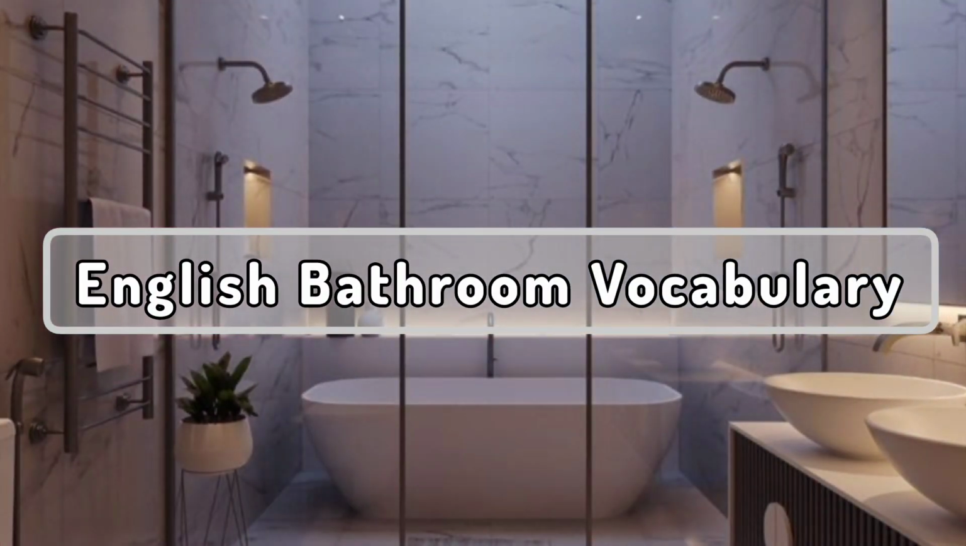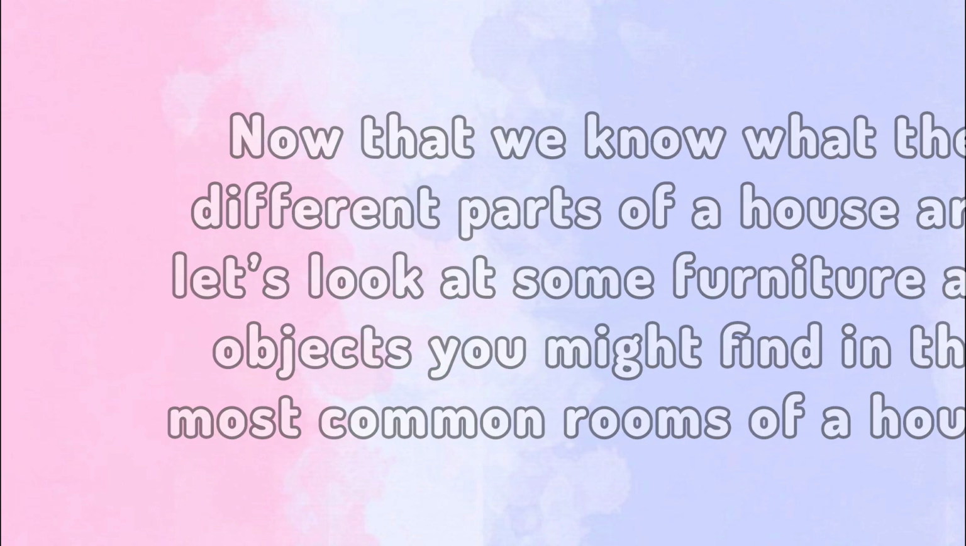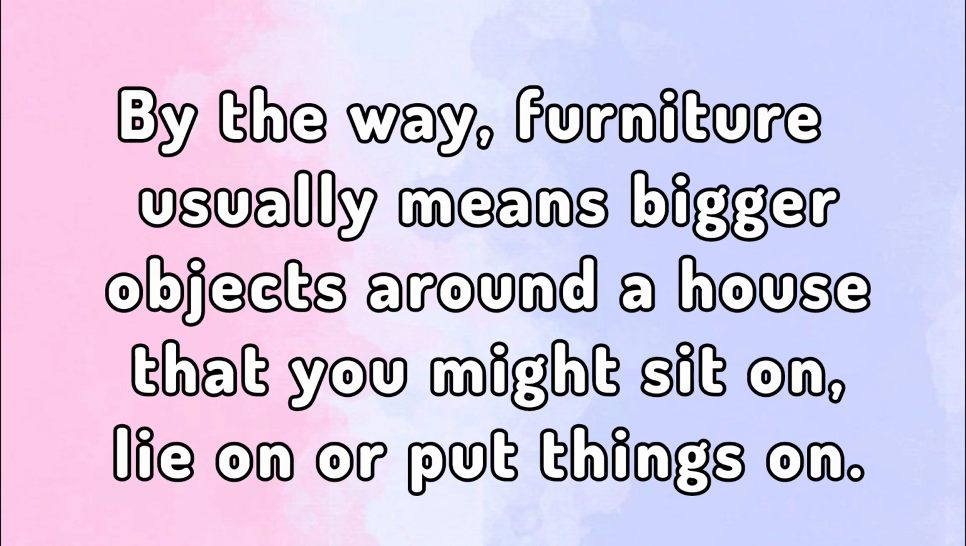English bathroom vocabulary. Now that we know what the different parts of a house are, let's look at some furniture and objects you might find in the most common rooms of a house. Bathroom furniture and fixtures. By the way, furniture usually means bigger objects around the house that you might sit on, lie on, or put things on.